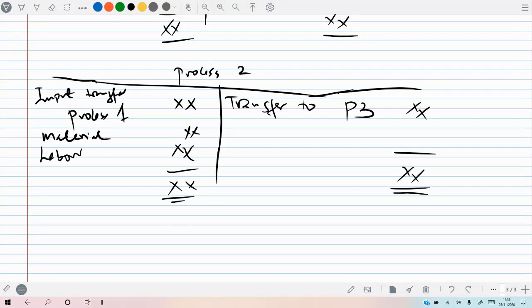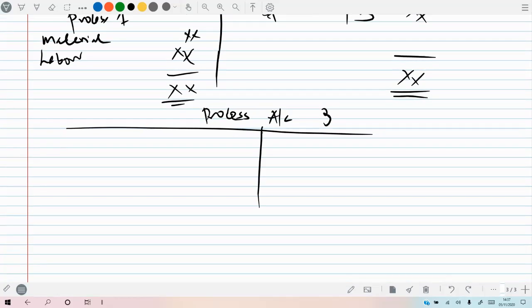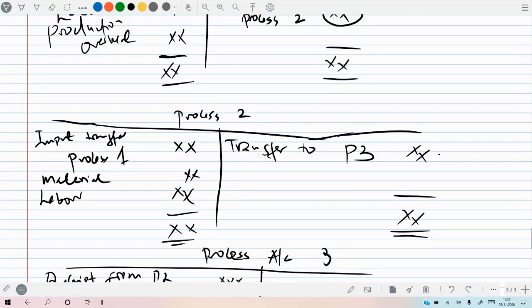Okay, then the same thing happened. The next process, you prepare the account for the next process. A process account for step three. Okay, a receipt from process one. This is receipt from process two. Sorry, from process two. Okay, X amount, which is the same as here.